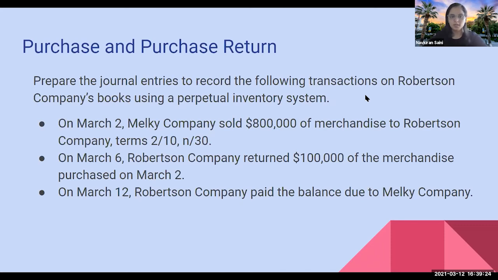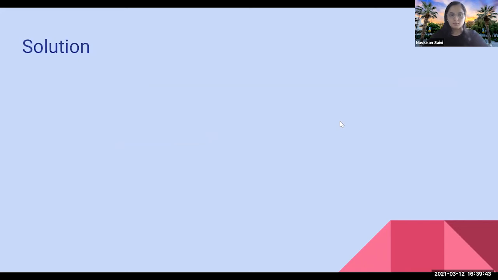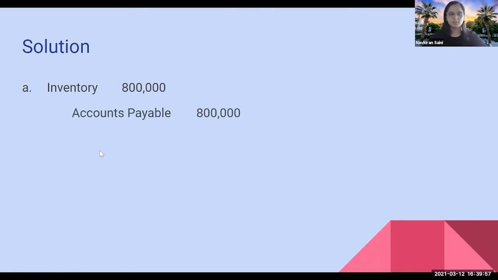So for this problem, we are recording the journal entries for purchasing merchandise. The first is on March 2nd, Milky Company sold goods of 800,000 of merchandise to Robertson Company for the terms 2/10 net 30. So we are Robertson Company. We bought goods for 800,000, but that was on credit, right? Debit inventory, because our inventory is going up, it's an asset. It's increasing, so it's a debit. Since we are not paying for the inventory, we are crediting accounts payable instead of cash because we're going to pay them later. So that's the first journal entry.